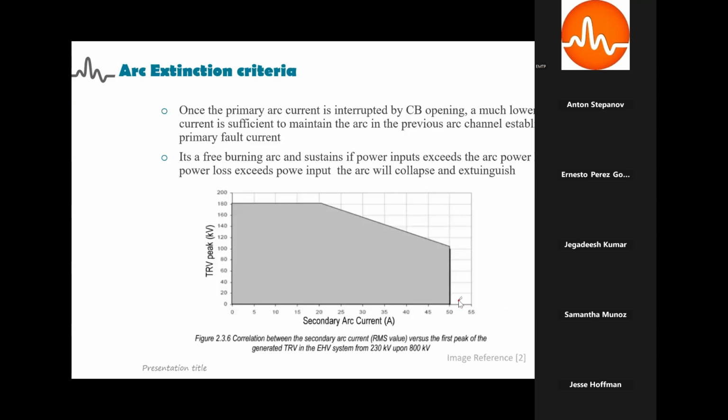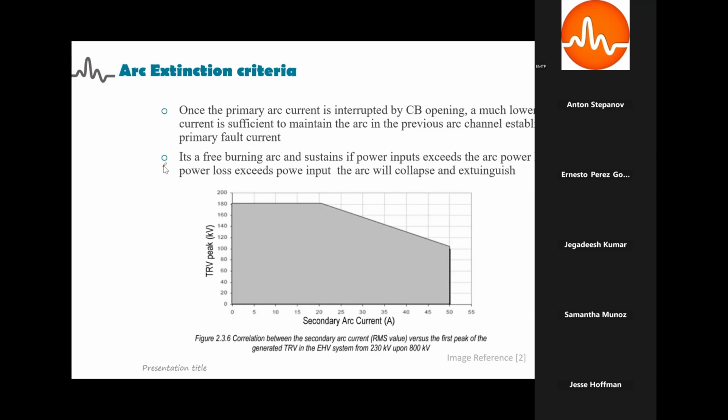So what is the criteria for extinction of the arc? The criteria is just, we can say, the law of conservation of energy. To maintain the arc, if it is a secondary arc, a free burning arc, it will sustain if the input exceeds the arc power loss. Otherwise, if the power loss in the arc exceeds the power input, then the arc will collapse and extinguish.